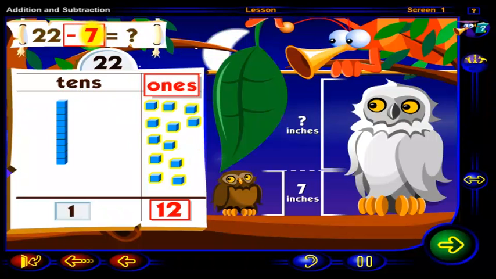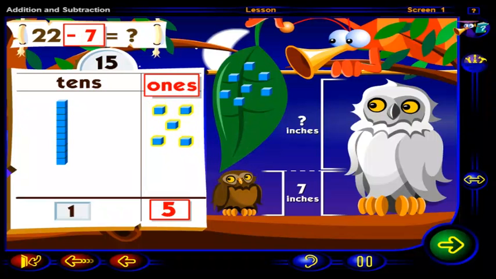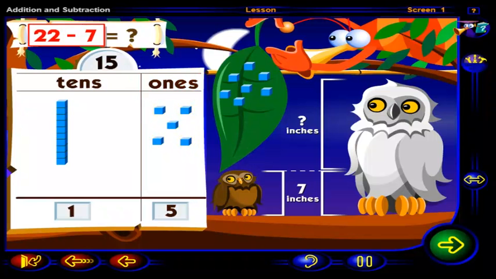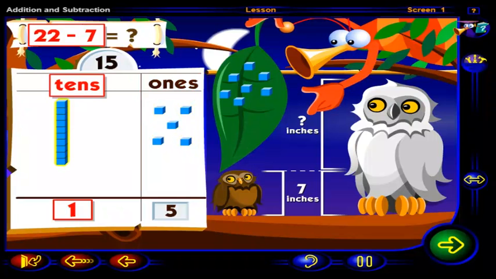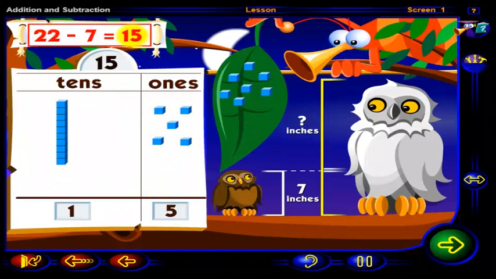Drag 7 ones here. Now there are 5 ones in the ones place. So when we subtract 7 from 22, we are left with 1 10 and 5 ones, which is the number 15. 22 minus 7 equals 15. So the snowy owl is 15 inches taller than the pygmy owl.